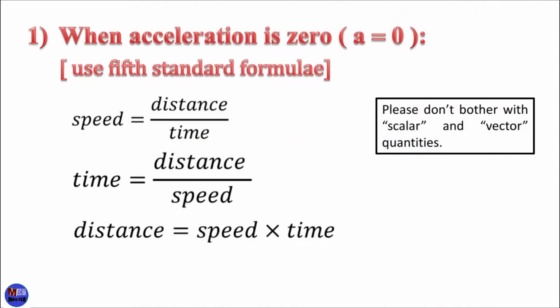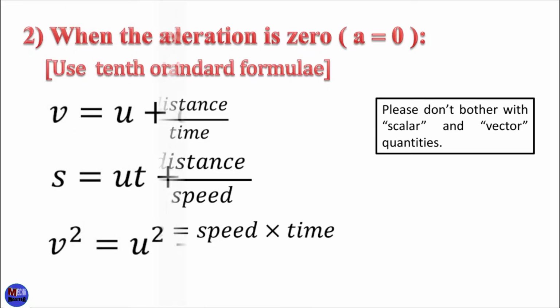The first type of motion, when the acceleration is zero, please pay attention, acceleration is zero. You have to use fifth standard formula. Speed equals to distance by time, time equals to distance by speed, distance equals to speed into time. You need not worry about scalar quantity and vector quantity.